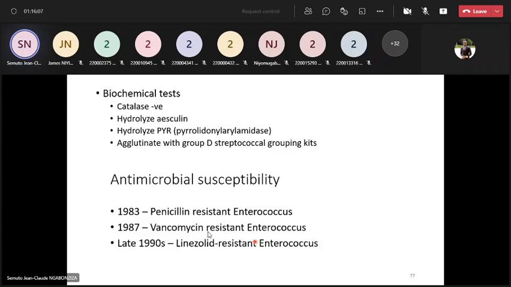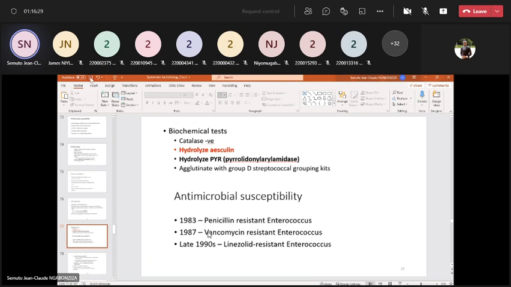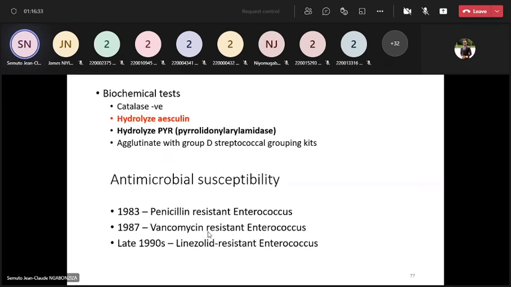How do we differentiate them from streptococci? They hydrolyze esculin. This is very important. Of course, they are catalase negative, but they hydrolyze esculin, and this differentiates them from either staph or other streptococci. They also hydrolyze pyrrolidonyl arylamidase, so they produce this enzyme to hydrolyze this chemical, and they can agglutinate with the streptococcal group D antigen.